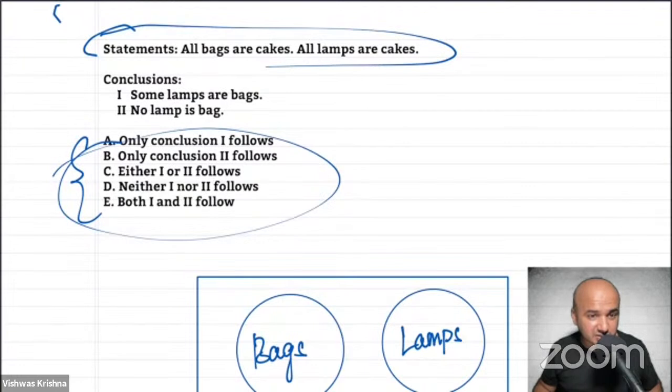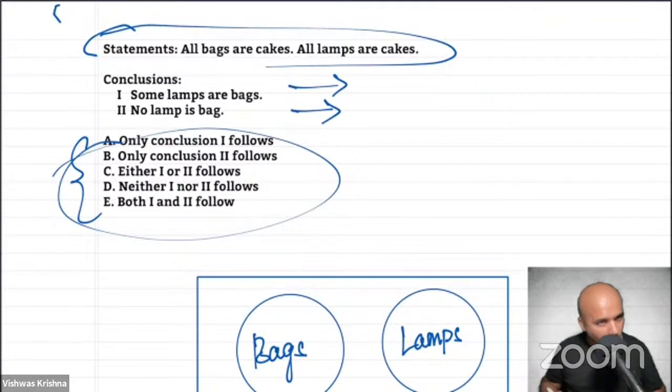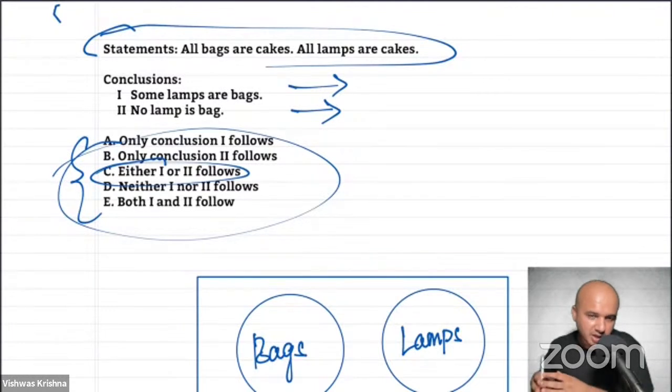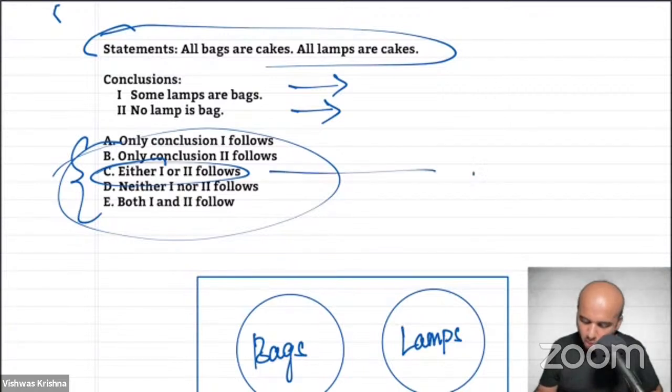That means both 1 and 2 cannot happen at the same time. Either it should be some lamps are bags, or it should be no lamp is a bag. So if it is either conclusion 1 or conclusion 2, then which is the right option? The right option here would be option C, which says either conclusion 1 or conclusion 2 follows. So the right answer in this case would be option C.